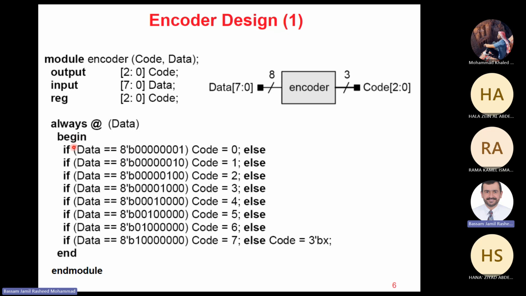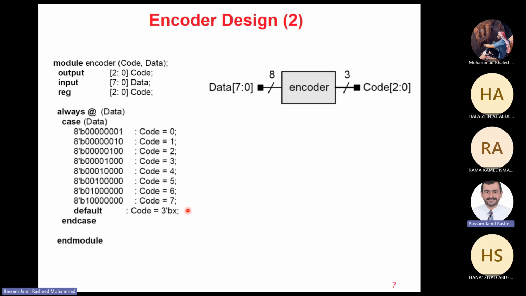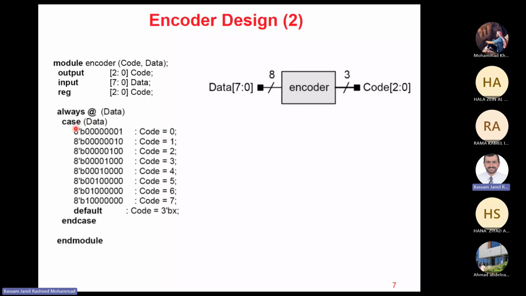One possible implementation is using if else, if else, if else. A parallel implementation of that will be the case statement. I prefer the case statement. Both are okay, but when the if statement has if else, if else, if else, I don't like using it. I like to use the case statement. So we case the data here, and whenever the value equals this, then the output, which is the code, is this.